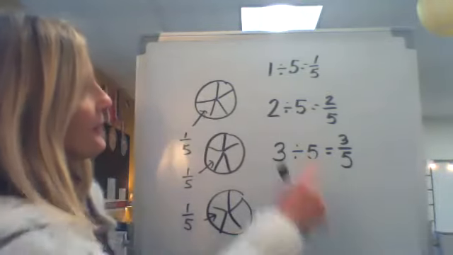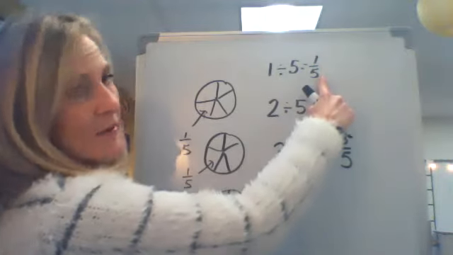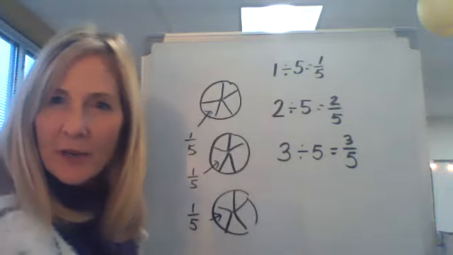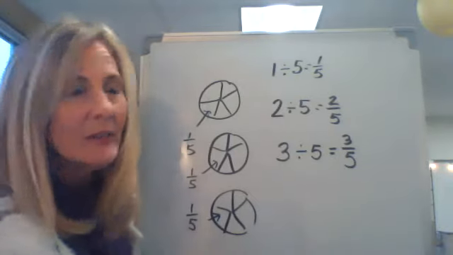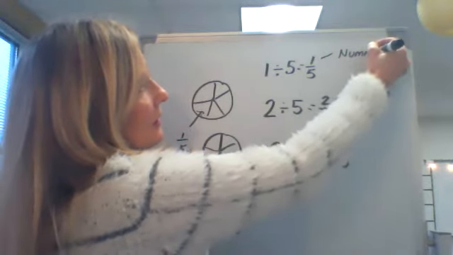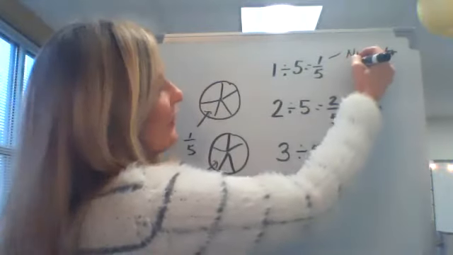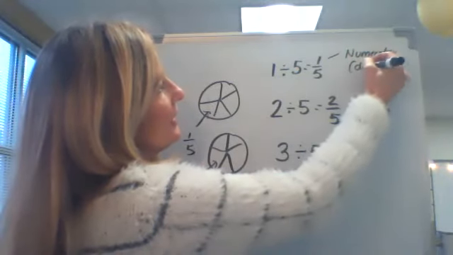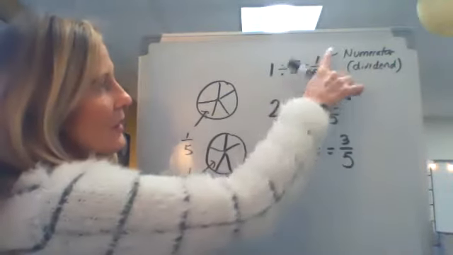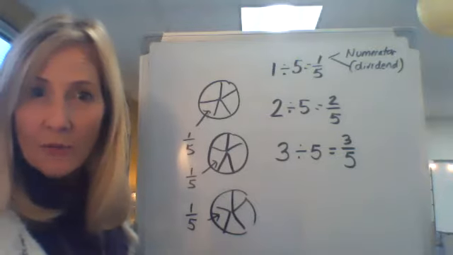You might have noticed that the whole is on top, right? 1 whole divided by 5 parts. So the whole is always going to be your numerator or denominator? Your numerator. Whatever amount you start with is going to be your numerator. That would be the amount you have to begin with. In division language, it would be called the dividend, right? So the numerator represents or shows us what the dividend is, the whole amount.